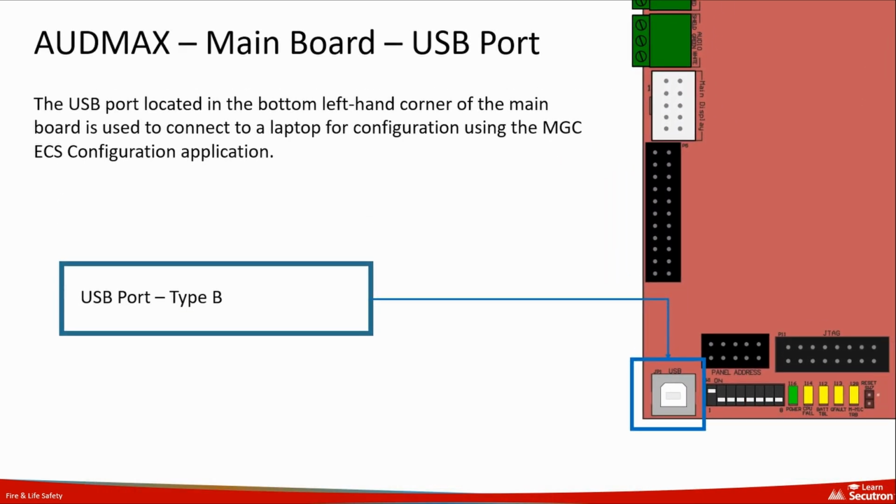The master panel features a USB Type-B port located in the bottom left corner of the main board. This port allows connection to a laptop for system configuration using the MGC ECS configuration application. Through this interface, installers can customize system settings, program zones, and upload audio messages with ease.